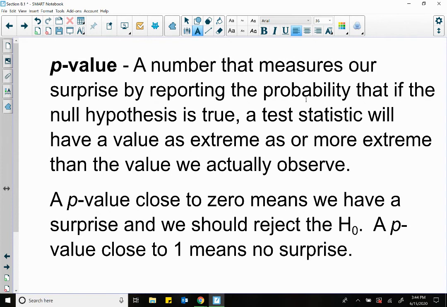The big thing is you need to understand that it's a probability. And what you need to understand about this probability is that a p-value close to 0 means that we have a surprise, that we should probably be rejecting the null hypothesis. A p-value that is close to 1 means no surprise. So the bigger the p-value, the less the surprise. The smaller the p-value, the more the surprise, the more that we should probably reject. That's important to know.